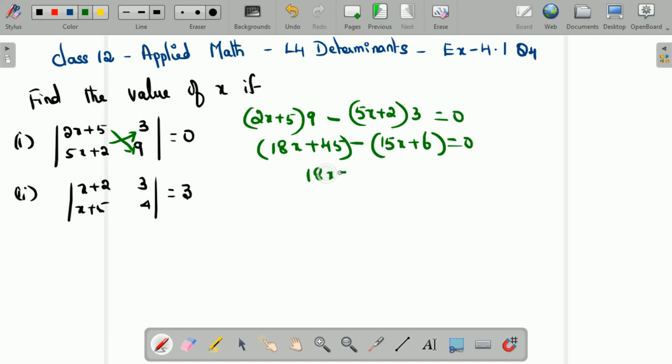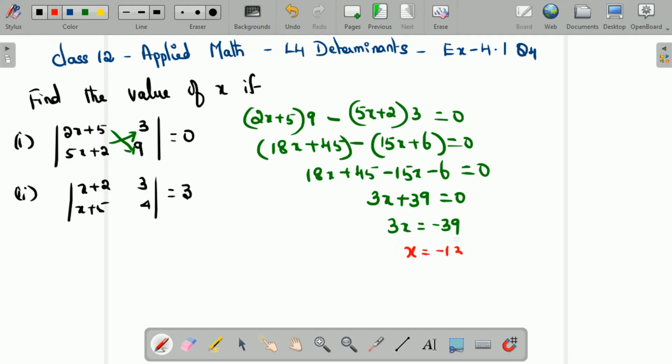So 18x plus 45 minus 15x minus 6 is equal to 0. So this is 3x. And this is going to be equal to plus 39 is equal to 0. So 3x is equal to minus 39, which means x is equal to minus 13. So this is the value of the first case.